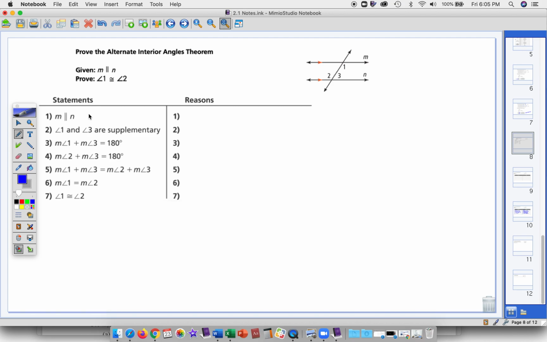So our first statement, line M parallel to line N, we all know that's the given. Angles 1 and 3 are supplementary. And how do we know that? If we think back to our angle pairs, what kind of pair are 1 and 3? They are same side interiors or consecutive interiors, and you can abbreviate. So you can do consecutive, for interior I do INT, angles, theorem, and I abbreviate theorem.